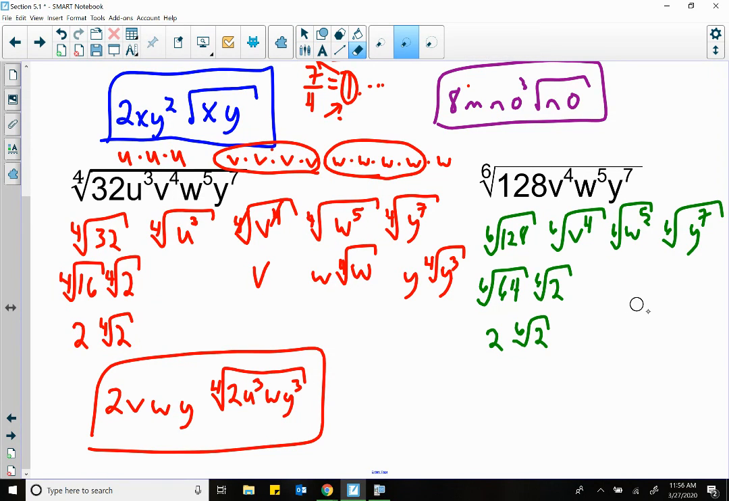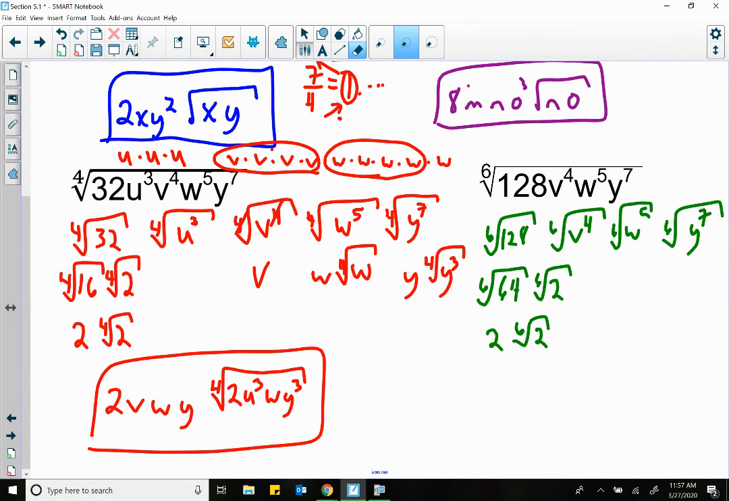Looking at the rest of these, the next 2 are just like what we did with the u to the 3rd with the 4th root. I only have 4 v's. I need 6 to escape, so this is fine. I only have 5 w's, but I need 6 to escape, so there's nothing that's going to happen there. That has to stay the way it is.